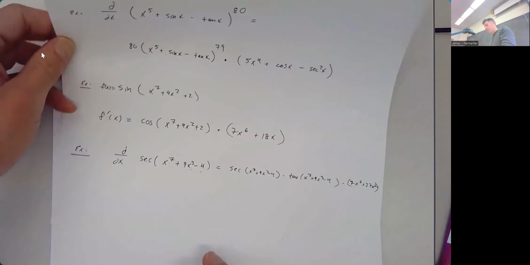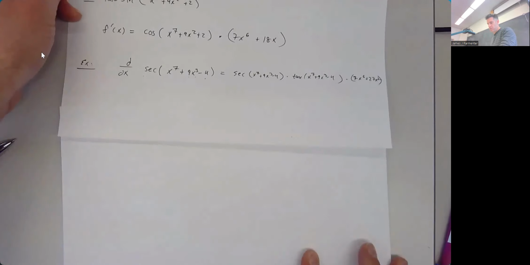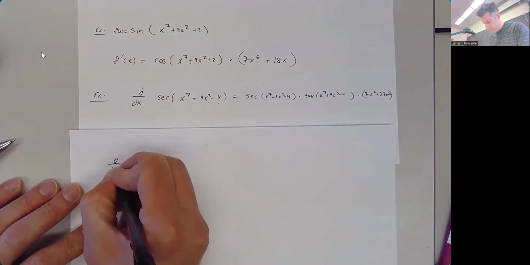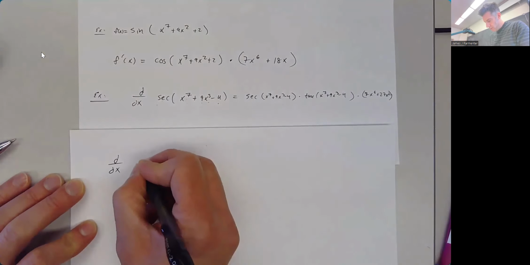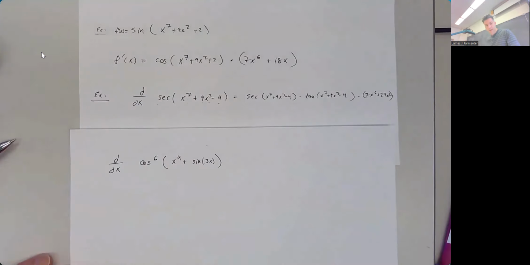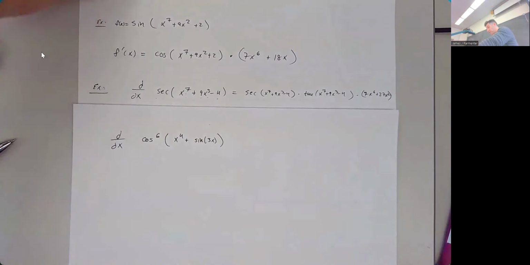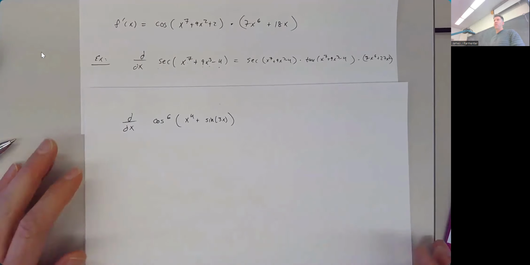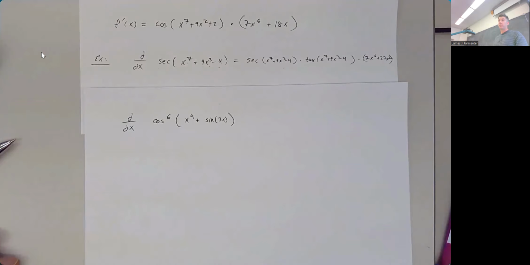Let's look at one more that's a little bit harder. Let's say I want to find the derivative of cosine to the 6th of x to the 4th plus sine of 3x. The reason this derivative is a little bit harder, in my opinion, is it's not immediately clear what the outermost function is. And I'll be perfectly frank, it is not cosine.